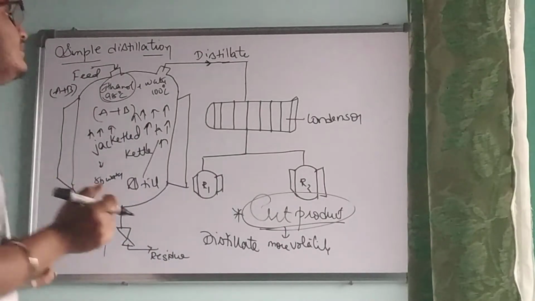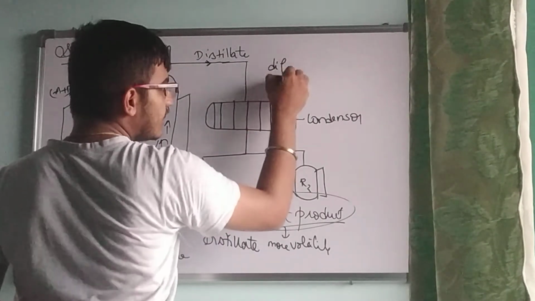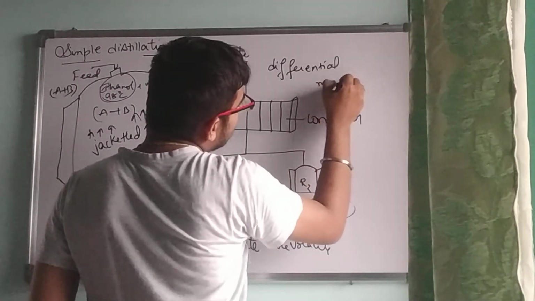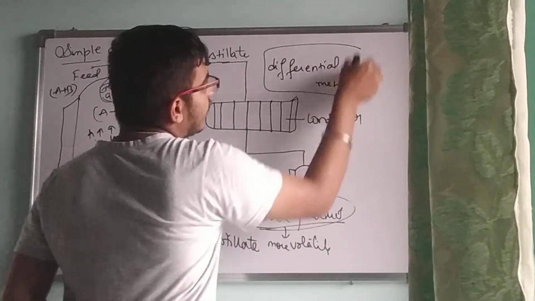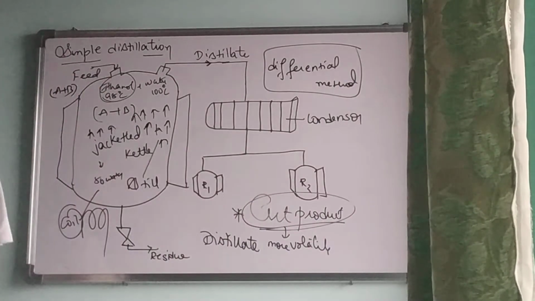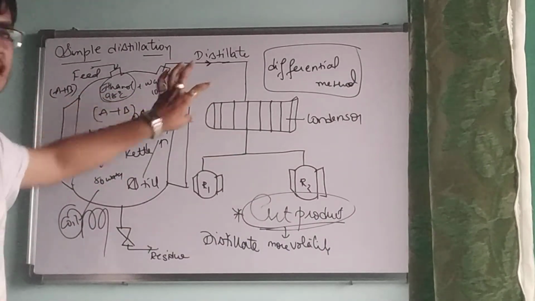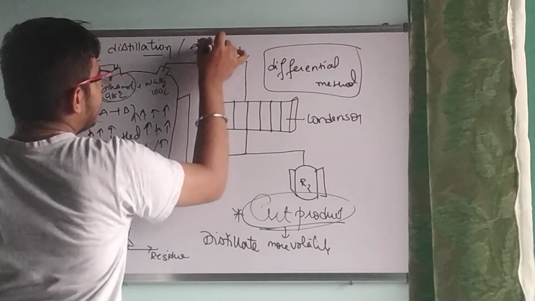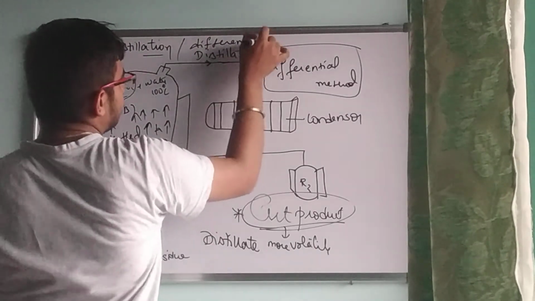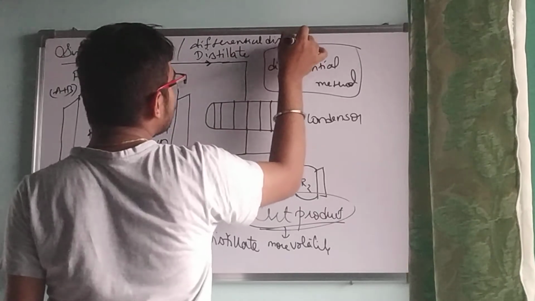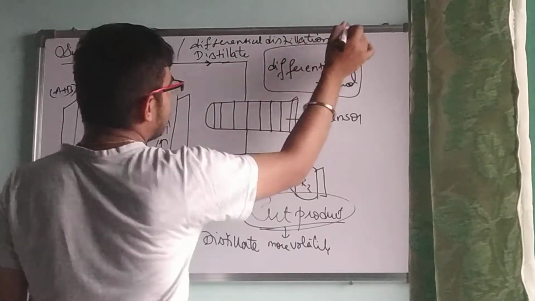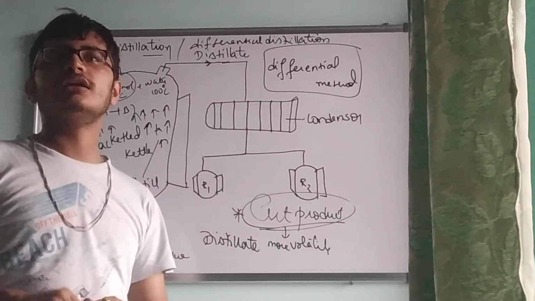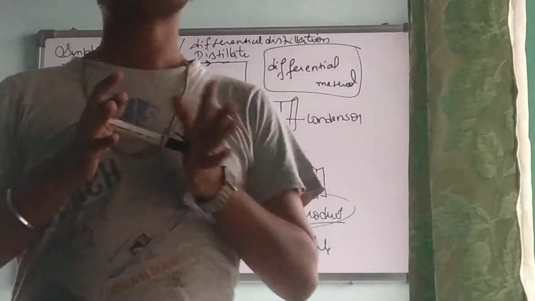And the mathematical operation used here is the differential method. The differential method is used for calculations of distillate. Hence, this simple distillation is also known as differential distillation. The mathematical tool used is the differential method. Hence, simple distillation is also called differential distillation. This is the simple distillation concept.